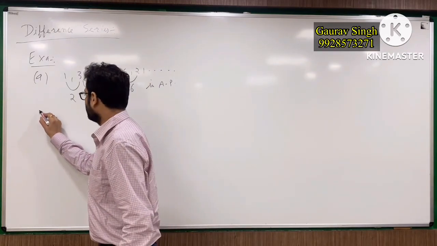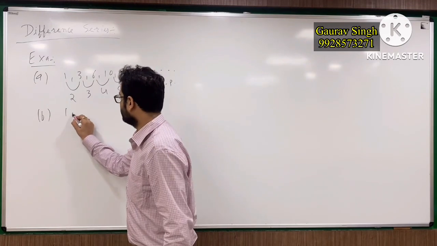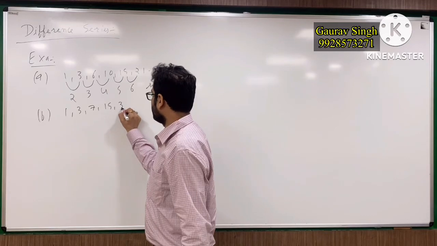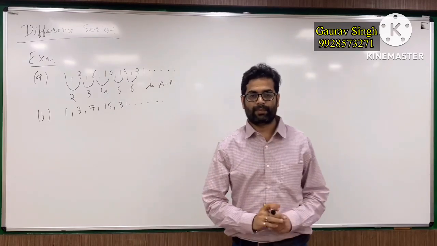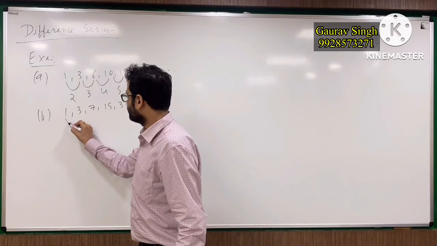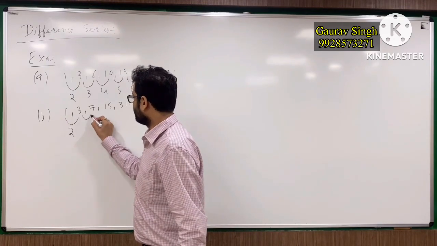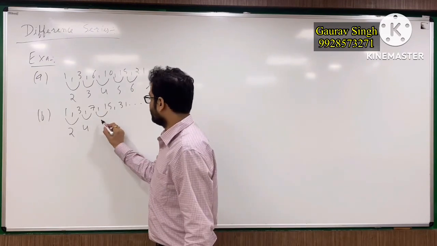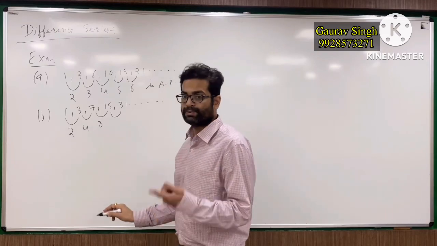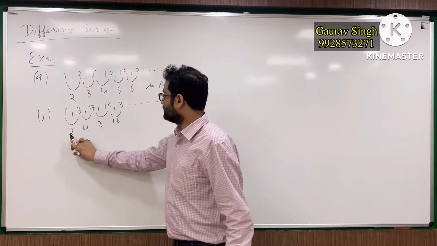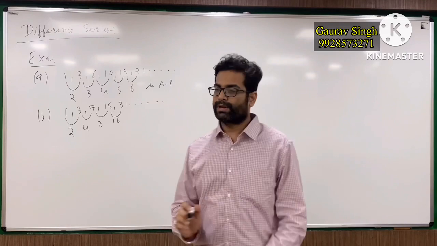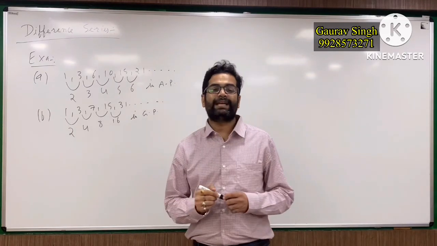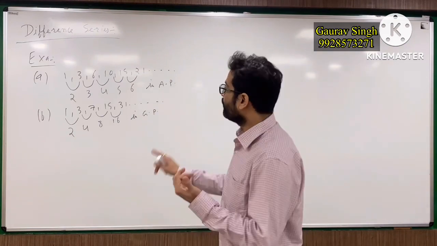Okay. Another example I will give you: 1, 3, 7, 15, 31. If we find the difference of the two terms, we find 2. Difference of these two terms, we find 4. Difference of this term, we find 8. And difference of this term is 16. These differences are in geometric progression, in GP. So we can say this is an example of difference series.